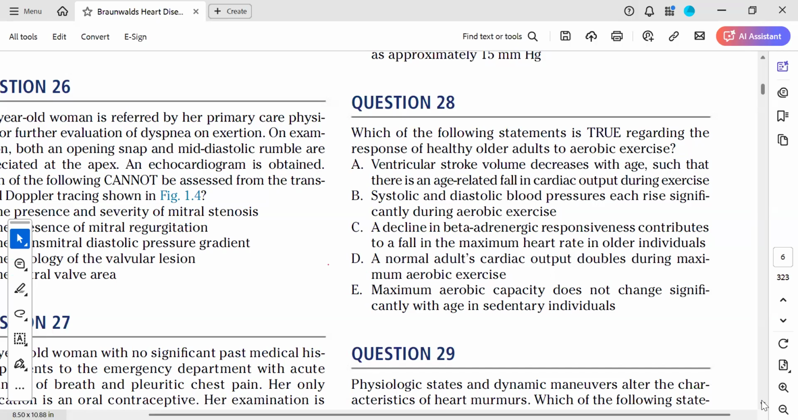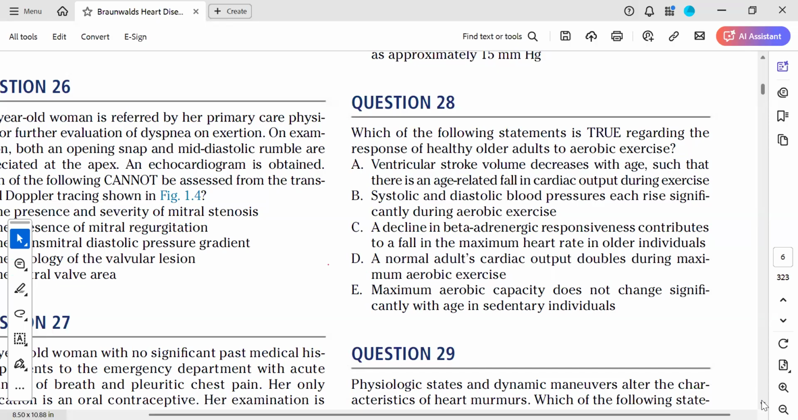The systolic and diastolic blood pressure each rises significantly during aerobic exercise. Now, the systolic blood pressure rises, whereas diastolic is usually normal because of the accompanying peripheral vasodilation that occurs during the exercise. That also makes this one false. Now, a decline in beta adrenergic responsiveness contributes to a fall in the maximum heart rate in older adults. Based on the earlier explanation, this makes this a true statement.